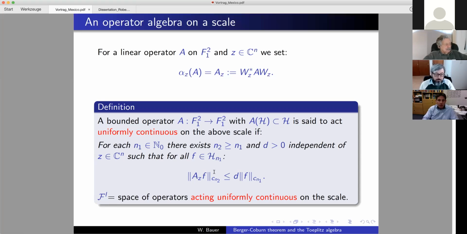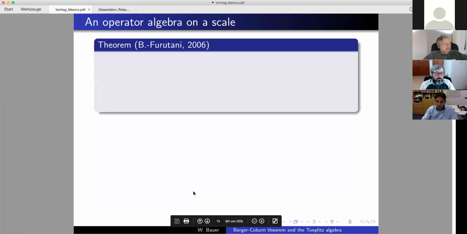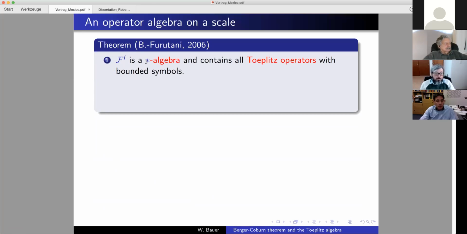It's clear that this type of operators form an algebra. If I multiply two of them, then again they will act nicely. This space of operators which act uniformly continuously on this scale of Banach spaces is denoted by FL. These operators form an operator algebra, and one can check that this is actually a star algebra. It contains all Toeplitz operators with bounded symbols. They all act nicely on that scale of Banach spaces.